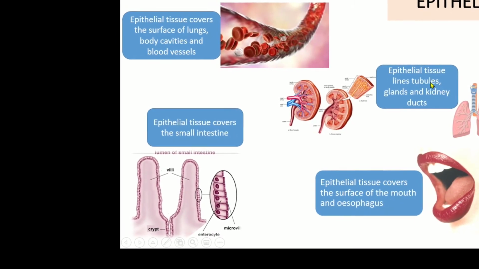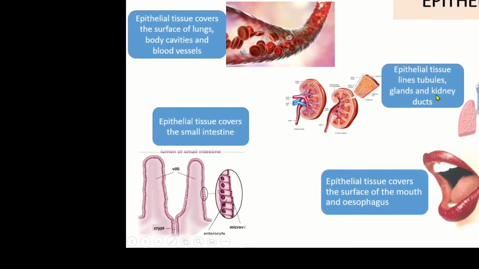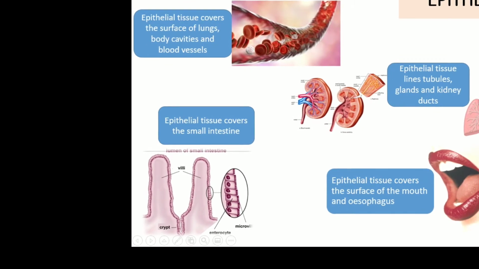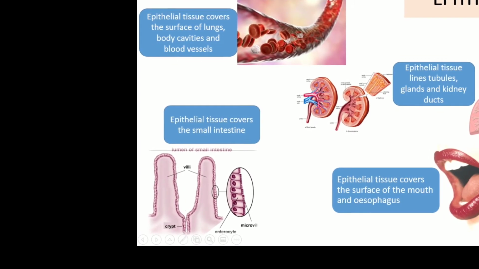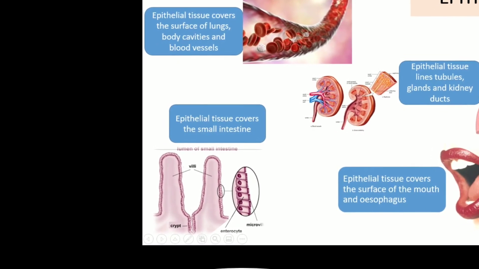It also lines the tubules, glands, and kidney ducts. And the epithelial tissue also covers the surface of the trachea and bronchus.